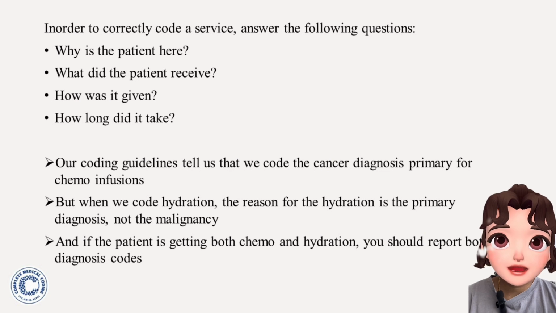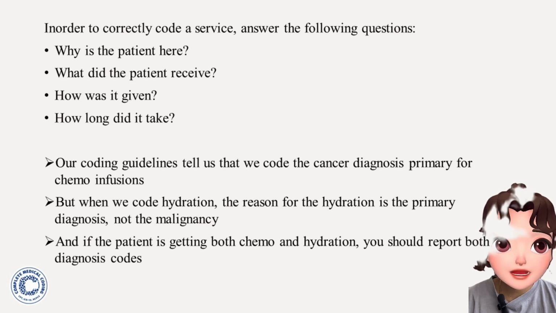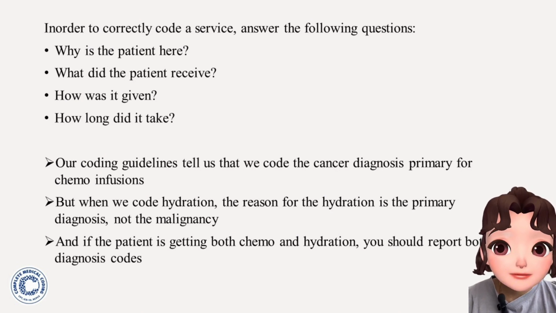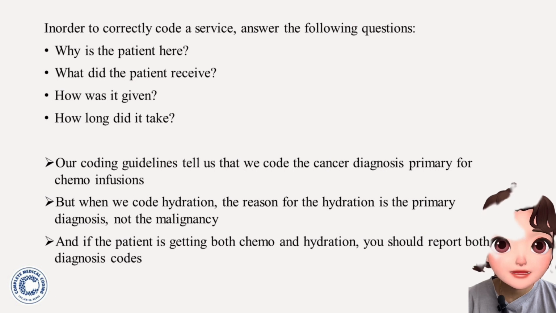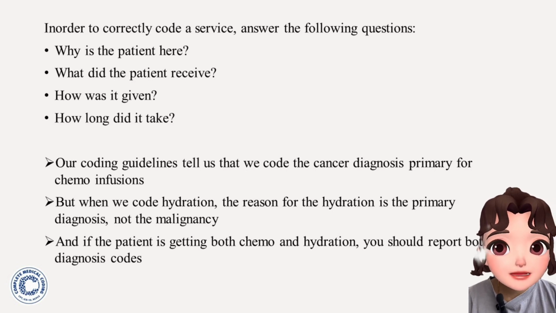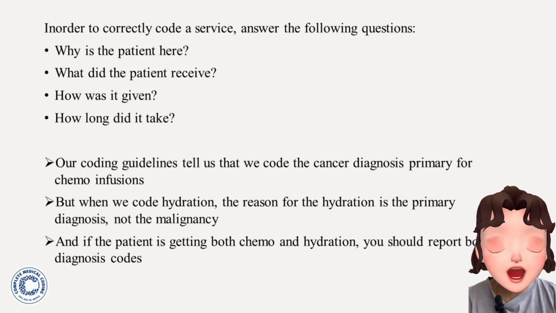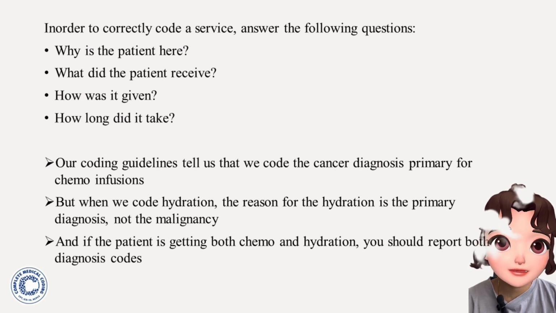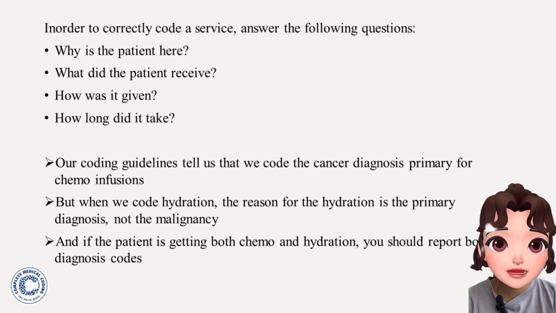Now, in order to correctly code a service, we have to look into the following questions. We have to remember the answers to these four things. First, why is the patient here? Meaning, for what purpose has the patient visited the hospital. Then, what did the patient receive? What are the services the patient received from the hospital? How was it given? The route of administration. And how long did it take? The duration of the procedure. So these are the four things you need to remember.